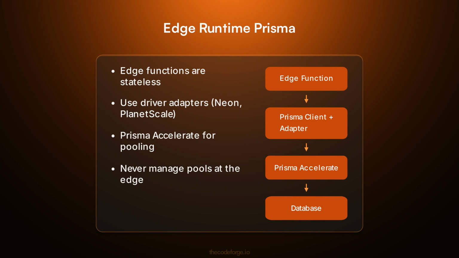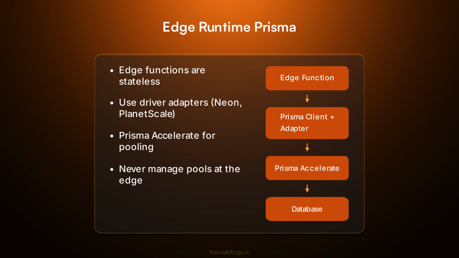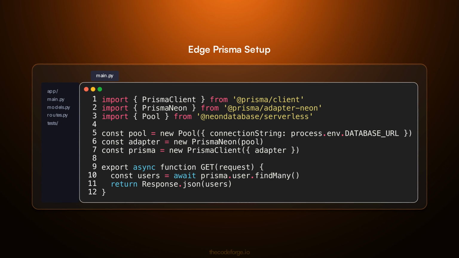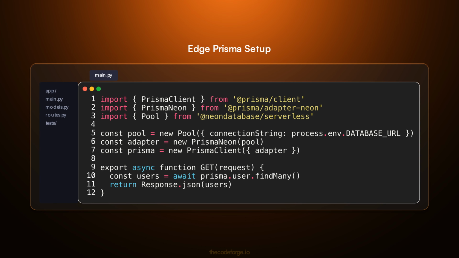Edge functions are stateless and short-lived, so they can't hold persistent database connections. Use Prisma's driver adapters for Neon or PlanetScale, and route queries through a centralized pooler like Prisma Accelerate. This example shows how to set up Prisma with the Neon adapter for edge runtimes. The pool manages connections server-side, and the adapter allows Prisma to use it without the binary engine.